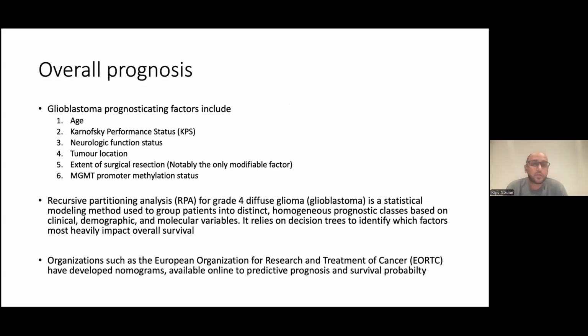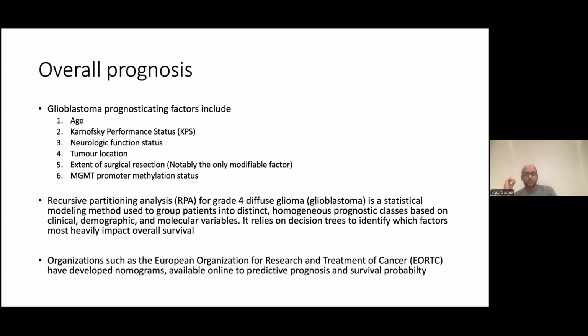So in terms of overall prognosis, glioblastoma prognosticating factors include age of patient, the Karnofsky performance status, the neurologic function status, the tumor location, the extent of surgical resection, which is notably the only real modifiable risk factor, and of course the MGMT promoter methylation status.